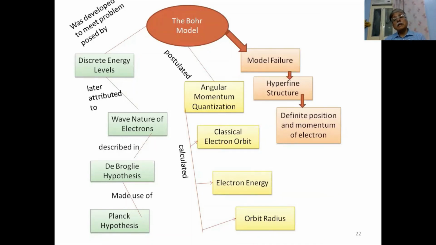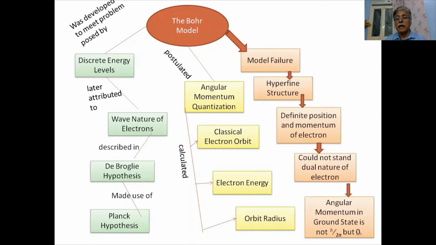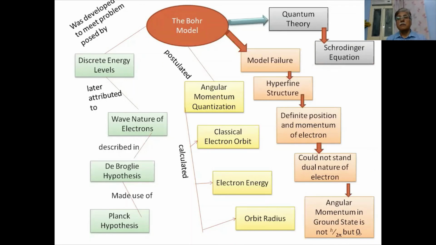It gave definite position and momentum of electrons in the orbits, contrary to the later development of Heisenberg's uncertainty principle, that stated that position and momentum could not be determined simultaneously. Then it could not stand up to the dual nature of the electron. And of course, according to the Bohr model, angular momentum in the ground state was h cross, whereas the quantum theory proposed it to be 0. So the Bohr model gave way to quantum theory.